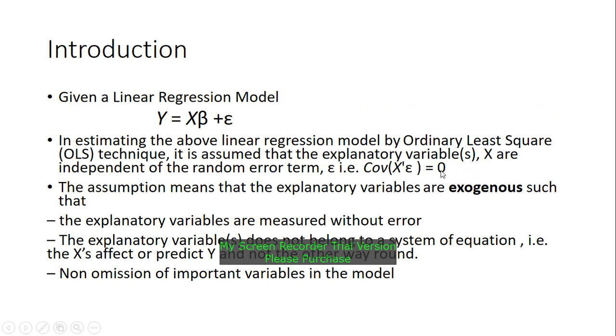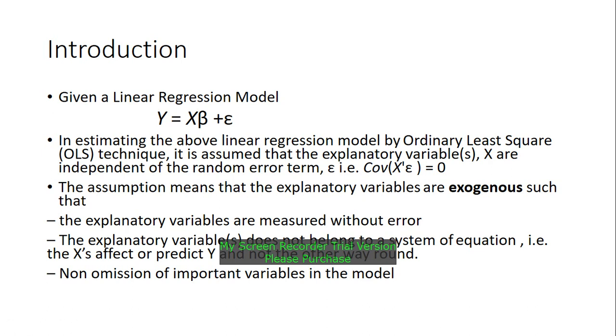And what does this mean? This is part of the assumptions under OLS, and I know we all can recall that. But then what does this mean? What this means is that the explanatory variables are exogenous. So what's the meaning of exogenous? If we say something is exogenous, then it means that there's no external influence. So that's the grammatical or the general meaning of something being exogenous.